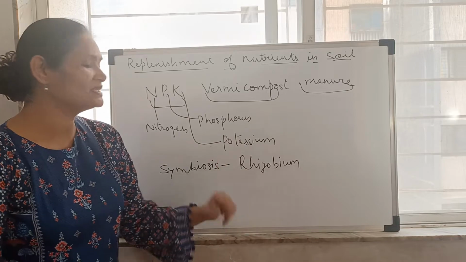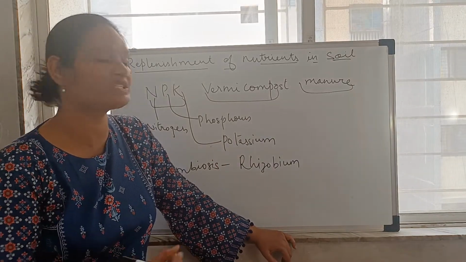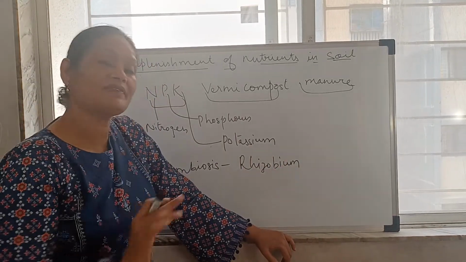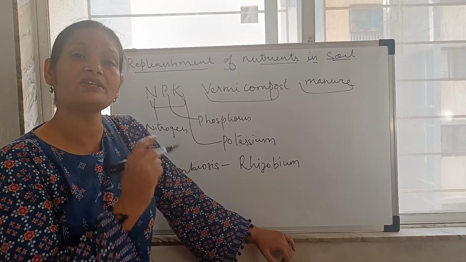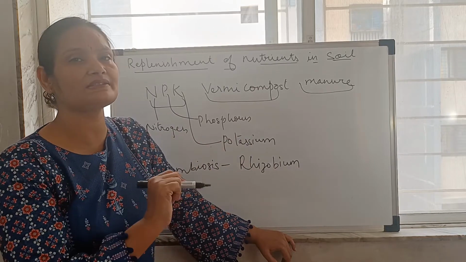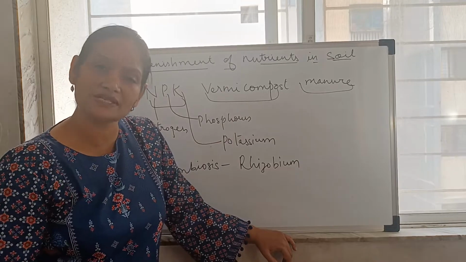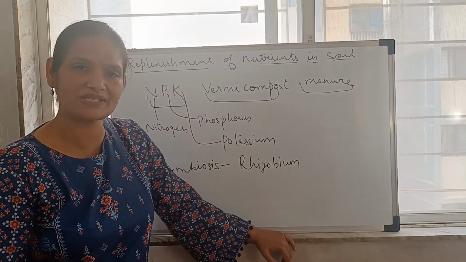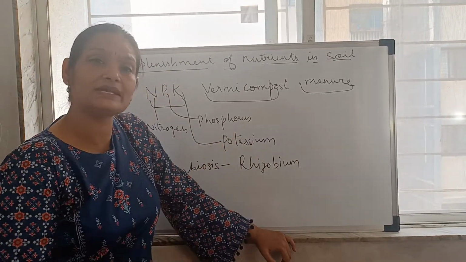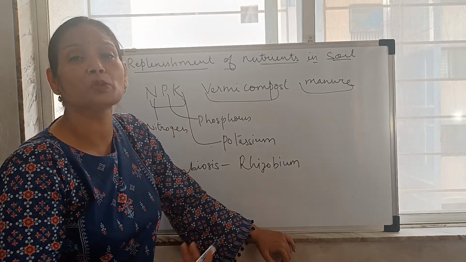In the root nodules of the leguminous plants, this rhizobium bacteria stays, and it fixes the nitrogen present in the surrounding into an absorbable form, because the nitrogen gas present in the atmosphere cannot be absorbed by the plants. So rhizobium fixes the atmospheric nitrogen into absorbable forms, and then the plants can take in the nitrogen and prepare proteins out of it.